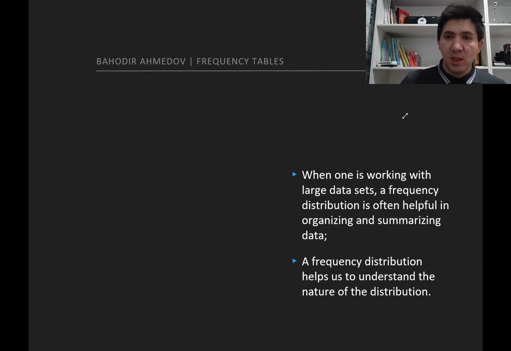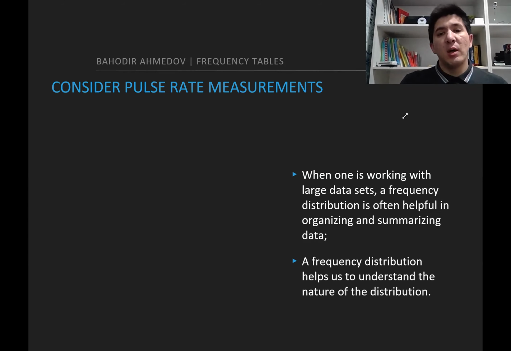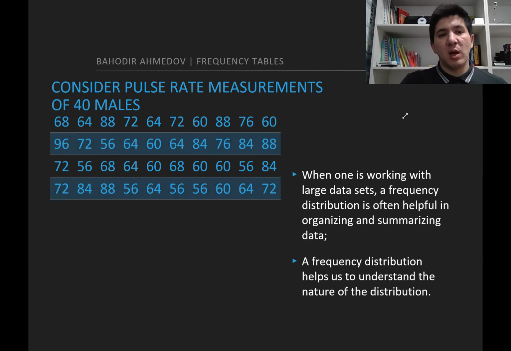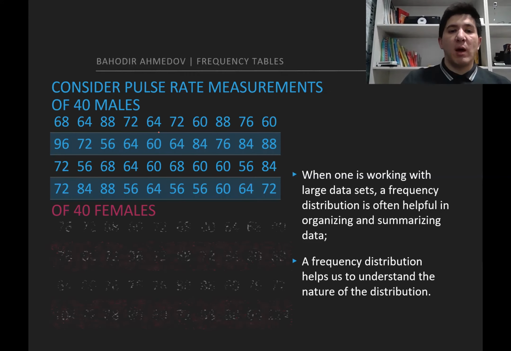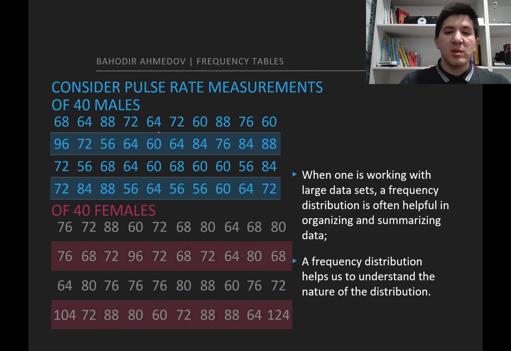So let's consider an example of how to construct frequency tables and what frequency tables are. I've got 40 measurements of pulse rates. This table contains the pulse rate measurements of 40 males. For example, 68, 64, 88, 72, 64 are measurements of pulse rates. I've got another table with the pulse rate measurements of 40 females as well. Here, 76, 72, 88, 60, 72, and so on are the pulse rate measurements of the 40 females.